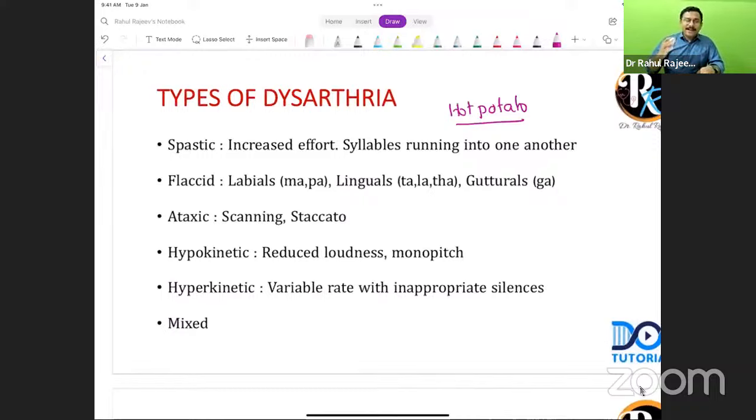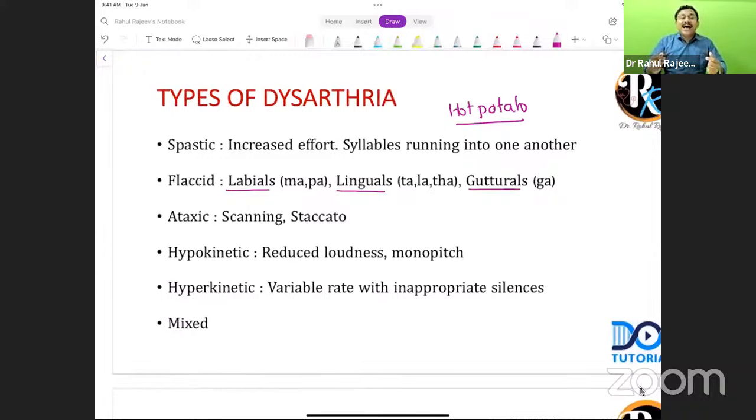Then you have the flaccid dysarthria. When you talk about flaccid or LMN dysarthria, this can be further subdivided into labial dysarthria, lingual dysarthria, and guttural dysarthria. What is labial? Labial means lip. You guys say along with me: ma, pa, pa, ma, pa. You're using your lips, so these are labials. An LMN dysarthria where predominantly labial syllables are affected is called a labial flaccid dysarthria.